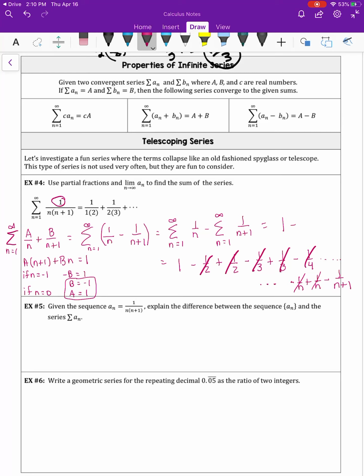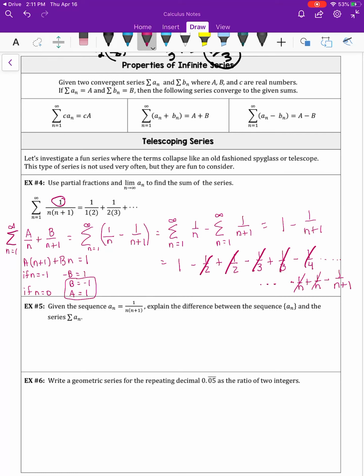But notice that all of these are going to cancel. Like the negative 1/4, it'll have a positive 1/4 to cancel. Even this negative 1 over n and this positive 1 over n. The only two things that are not going to cancel on this one are going to be the 1 and the minus 1 over n plus 1. So you see how I have used partial fractions to show me what is left on a telescoping series.